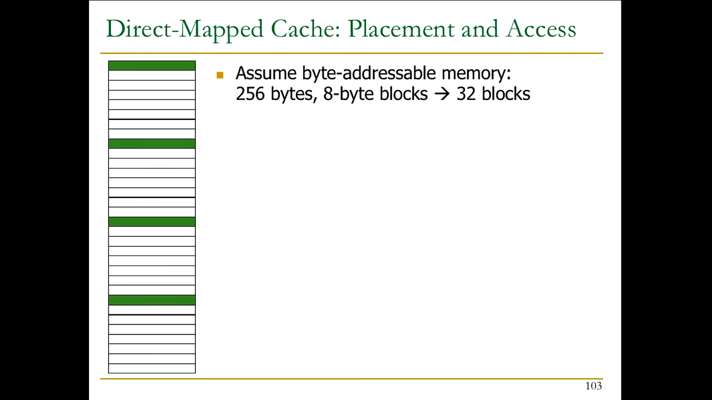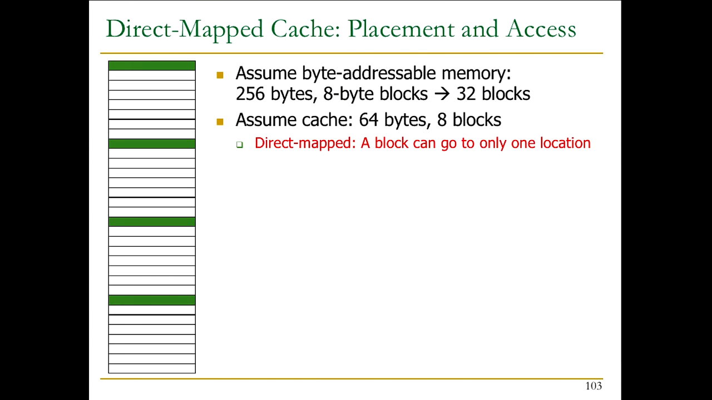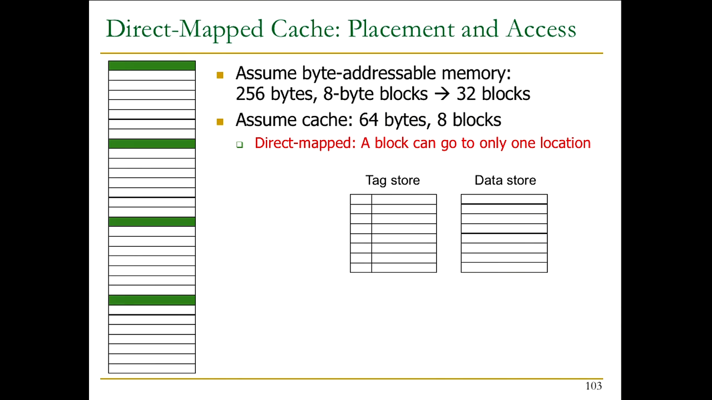We have 256 bytes in the memory. This is a toy memory. 8-byte blocks, cache blocks. As a result, memory is kind of divided into 32 blocks over here, right? 32 different blocks. Ignore the green ones now. I'm not going to use the green ones for now. Assume we have a cache that has 64 bytes and 8 blocks. In a direct map cache, a block can go to only one location. So you have the tag store, valid bits, and the tag, and the data store. So you have 1, 2, 3, 4, 5, 6, 7, 8 blocks, right? And there's the valid bit and the tag.